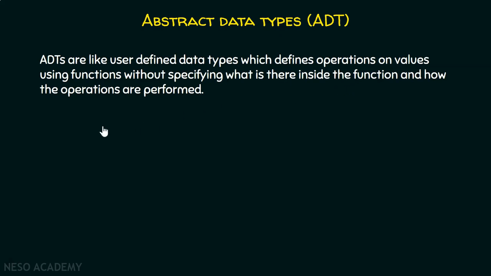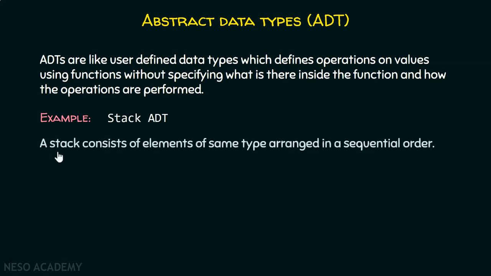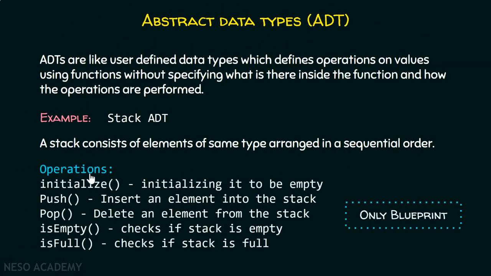Let's take an example of a stack ADT. A stack consists of elements of the same type arranged in a sequential order. So what type of elements are allowed in a stack? The elements of the same type, and that too they are arranged in a sequential order. We already know that, right? Now the operations allowed on them could be initialize. We can define an initialize function which initializes the stack to be empty. We can perform a push operation, that is insert an element into the stack. We can perform a pop operation, that is delete an element from the stack. We can check is stack empty, or we can check is stack full.